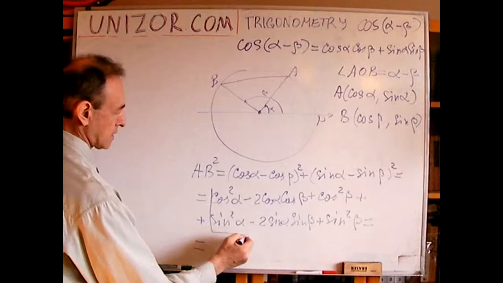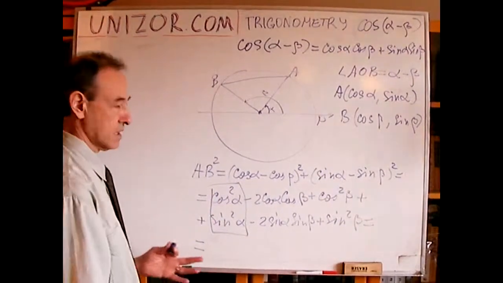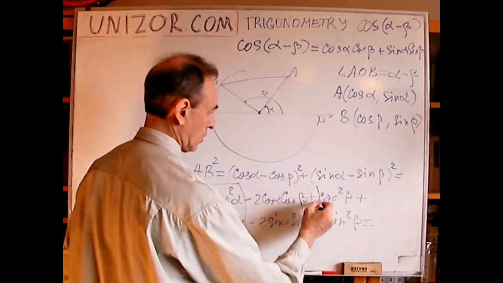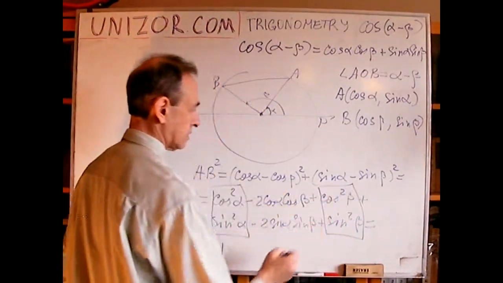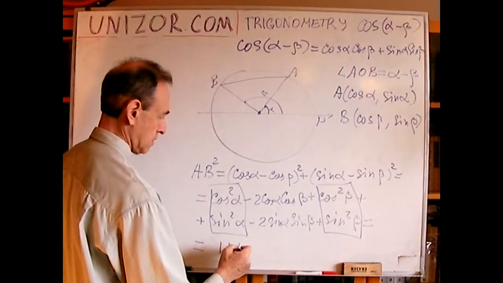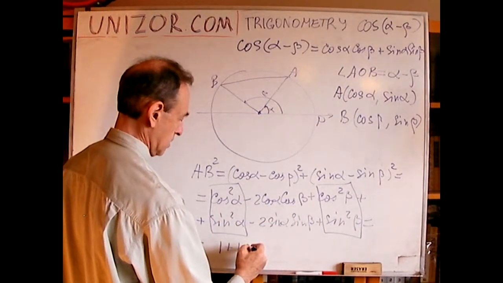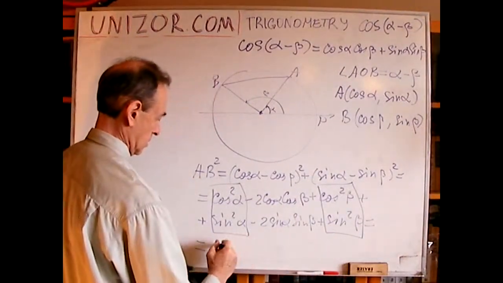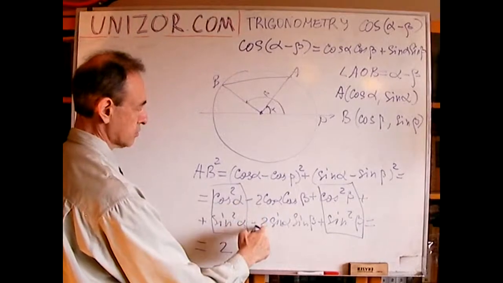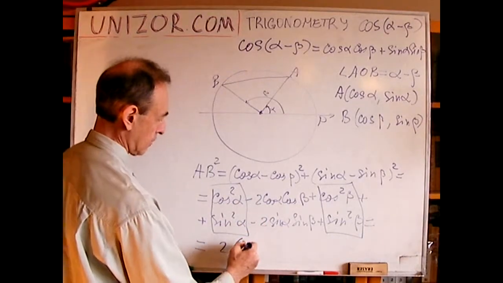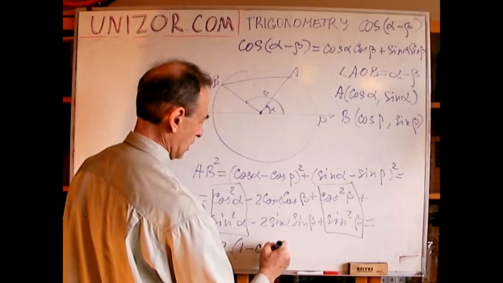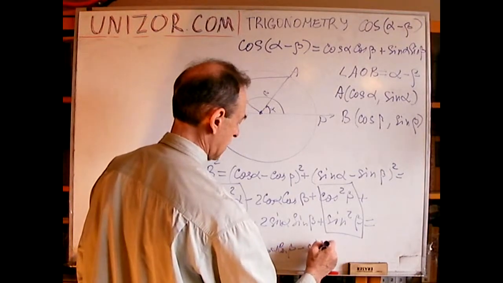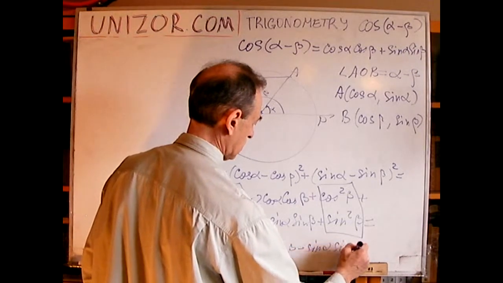equals cosine squared alpha plus sine squared alpha. We know this is the fundamental identity of trigonometry. It's 1. Cosine squared beta plus sine squared beta is also 1. So I will just replace it with 2. And this is also 2, so I will factor out 2, and I will have 1 minus cosine alpha cosine beta minus sine alpha sine beta.